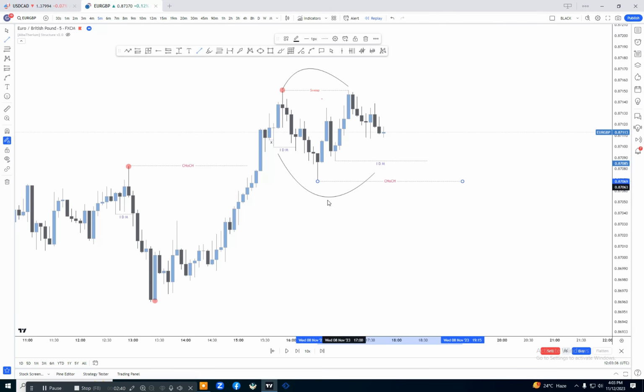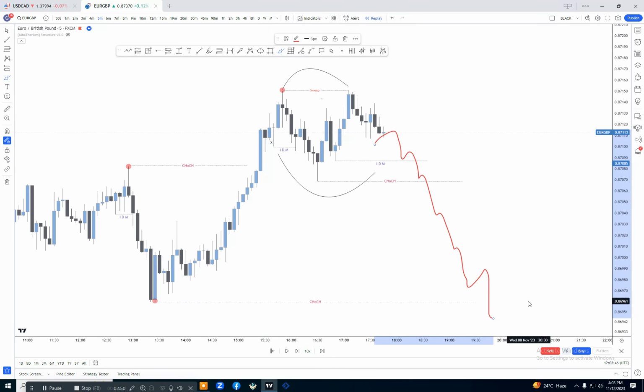Still we have that low. If the market breaks below that low like that, continues to push to the downside and closes below that area, that will act as a change of character. This whole area will be a change of character area for us. Still the market is bullish because the market did not close below the previous low.